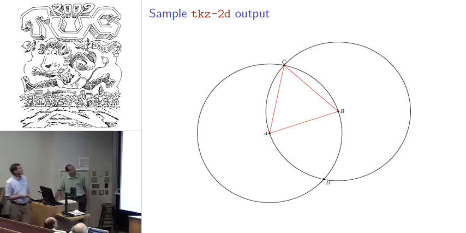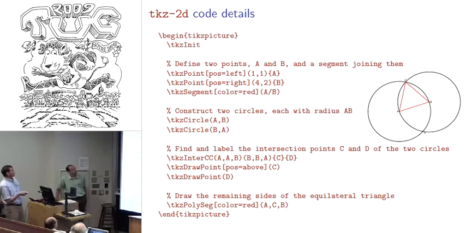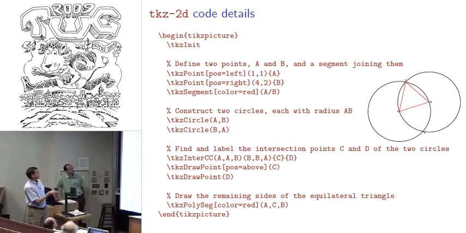Okay, so here's a quick example of TeX 2D output. I think this is originally due to Euclid, if I'm not mistaken. We're starting with two points, A and B, and we want to construct that equilateral triangle. So how do we do it? Again, not TeX, but TeX 2D. I'm going to start with a point A at arbitrarily 1, 1, another point B somewhat arbitrarily at 4, 2. I'm indicating where I want the text A and B to be positioned. In this case, you can see it's to the left of that point, to the right of that point.